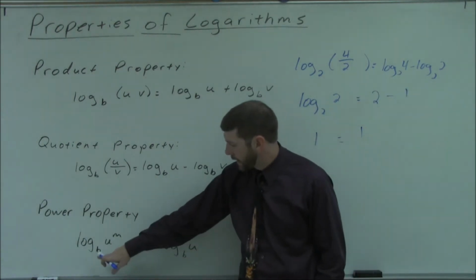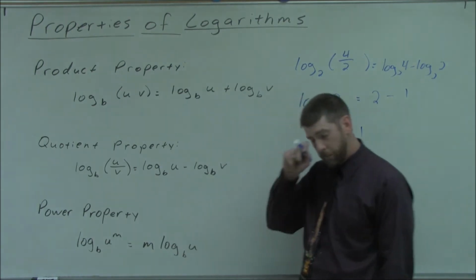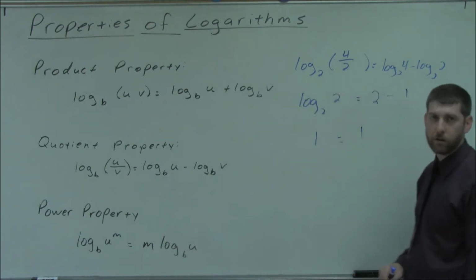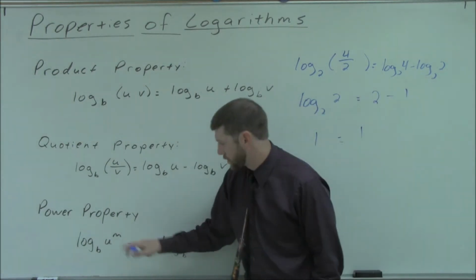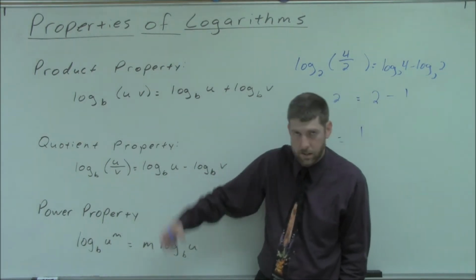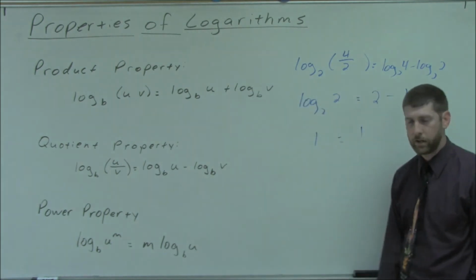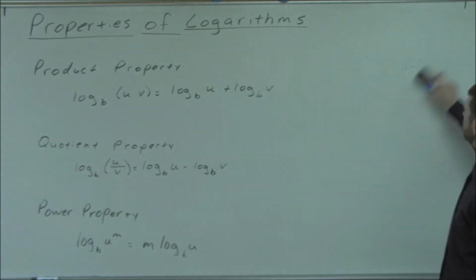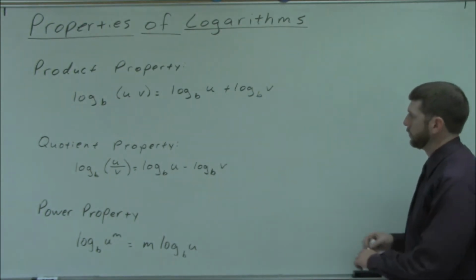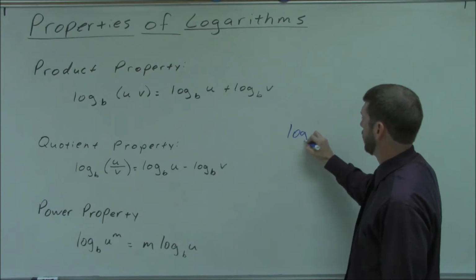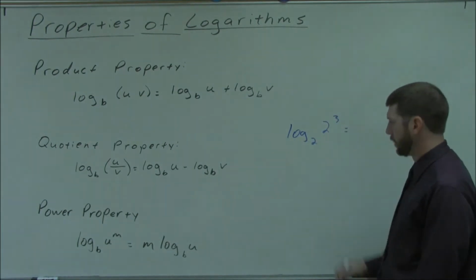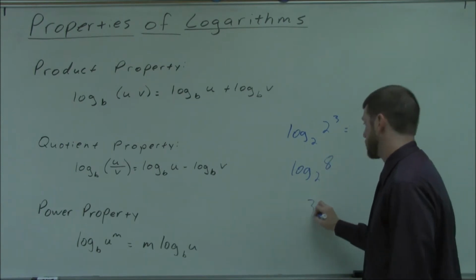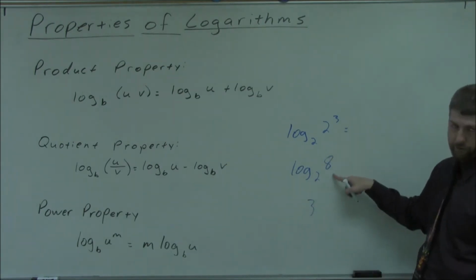Power property says if I have log of a number to a power, that's the same thing as that power times that log. So an exponent to an exponent is just the product of the exponents, as we saw before with just our regular exponent properties. So let's kind of look at how that might be presented. Log base 2 of 2 to the third power. Well, we know that that's log base 2 of 8, which is obviously going to be 3 because we just multiplied 2 to the third power to get 8.